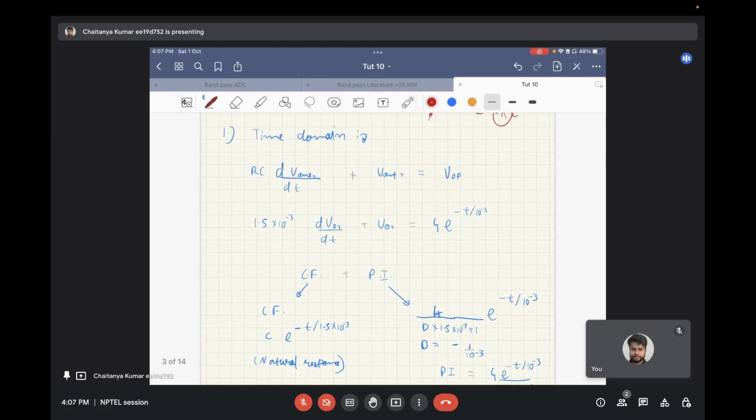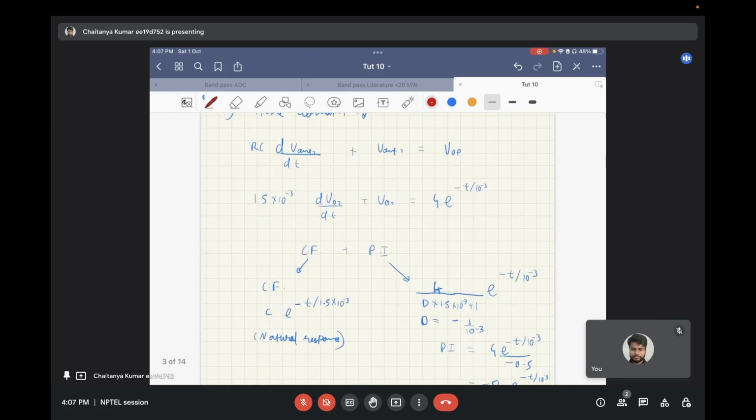Now for the complementary function, the auxiliary equation that you get is D into 1.5 into 10 to the power minus 3 plus 1 equal to 0. Solving this auxiliary equation, the root you get is minus 1 by 1.5 into 10 to the power minus 3. Since it's a first order system, it has only one root. So the complementary function is C into e to the power minus t by 1.5 into 10 to the power minus 3.